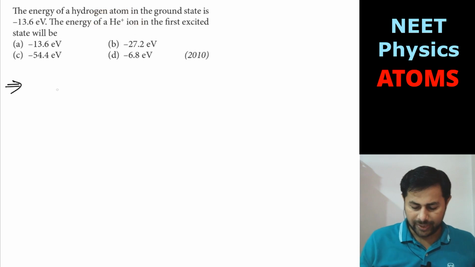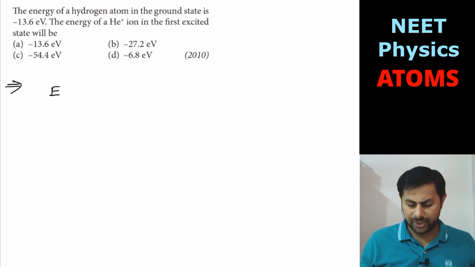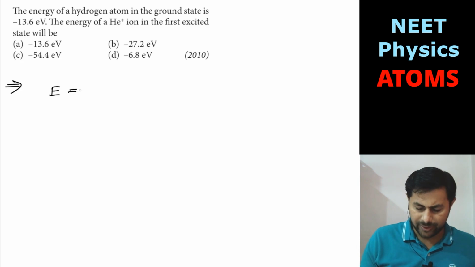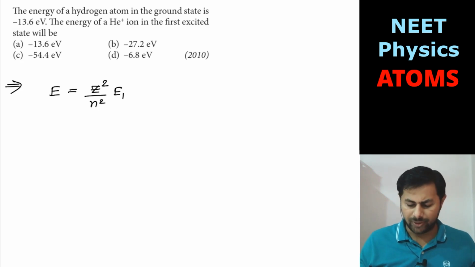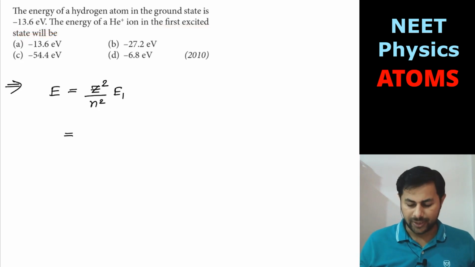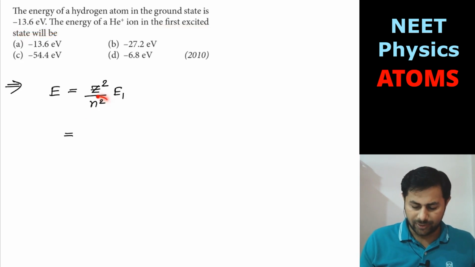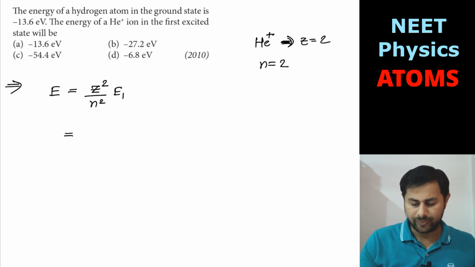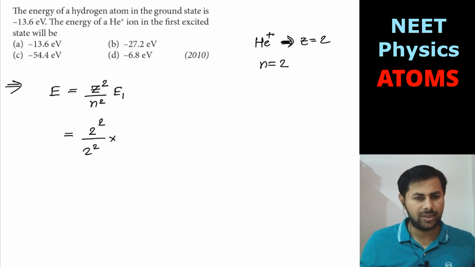So what's the formula for energy? Energy of a hydrogen-like atom is equal to Z square by N square times E1, the energy of hydrogen atom. You want it for the first excited state, so N is equal to 2, and this is He plus, so Z equals 2. So it is 2 square by 2 square times E1.